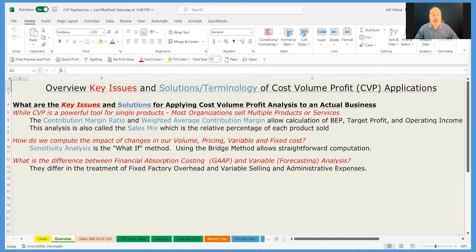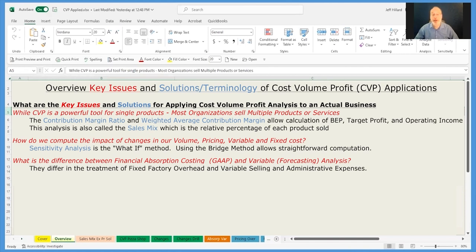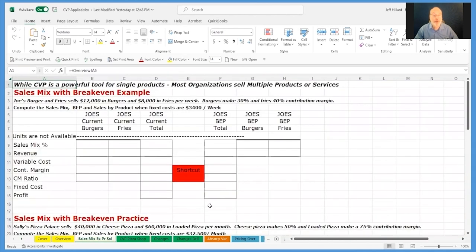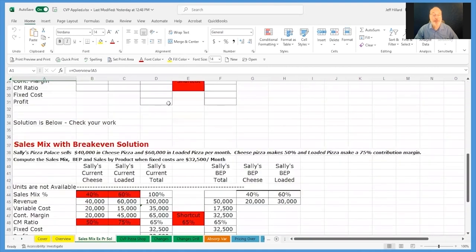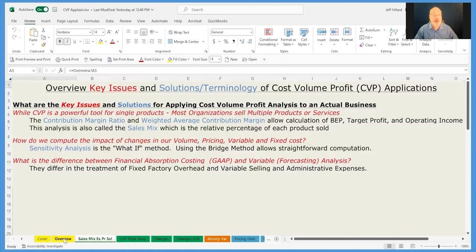These are the key issues. And remember, solutions and terminology are in blue. Cost, volume, profit is a powerful tool for single products. However, most organizations sell multiple products and services. So using the contribution margin, the weighted average contribution margin, an analysis called sales mix, the relative percentage of products sold, can handle this problem and apply this powerful tool. The sales mix will be the next module. For this one, there's an example, a practice, and a solution, and extra forms available.